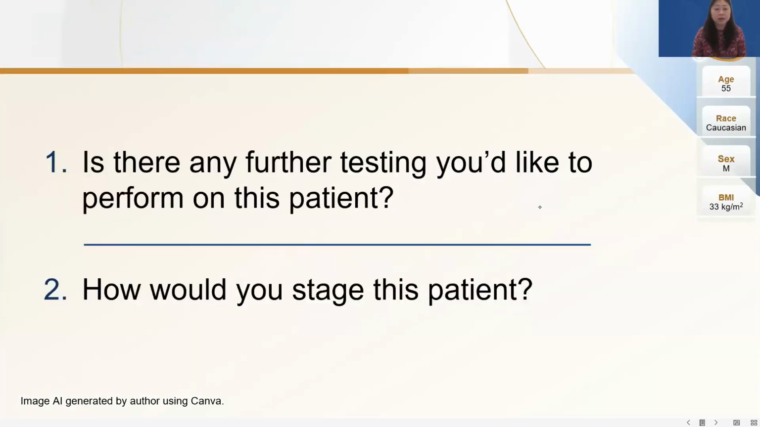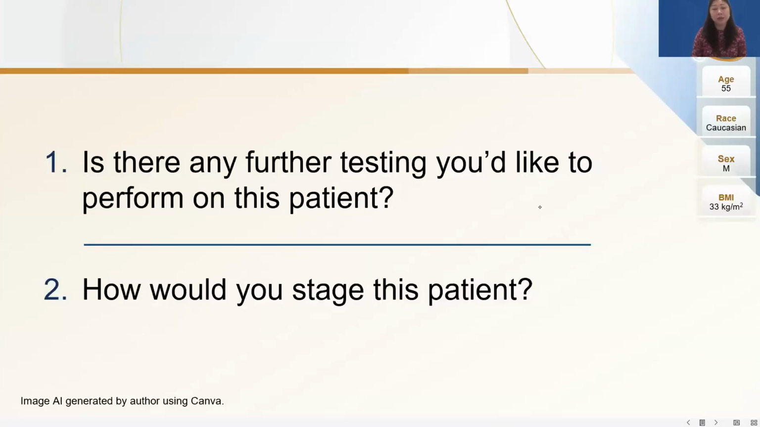So is there any further testing you'd like to perform on this patient? And how would you stage this patient? So at this point, some clinicians will wonder, is it necessary to do another test like an ultrasound elastography or MRI elastography? I think that in this patient, since all three of his NITs are pointing to the same thing, showing F3, maybe a fourth NIT may not be necessary unless you feel that his FibroScan test is not so accurate, because FibroScan test does have certain influences that can affect the results of the test.